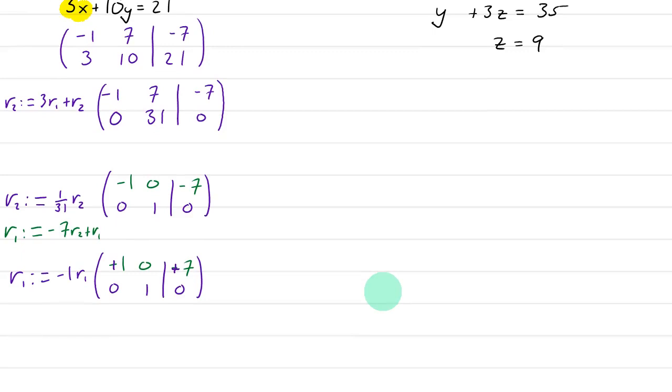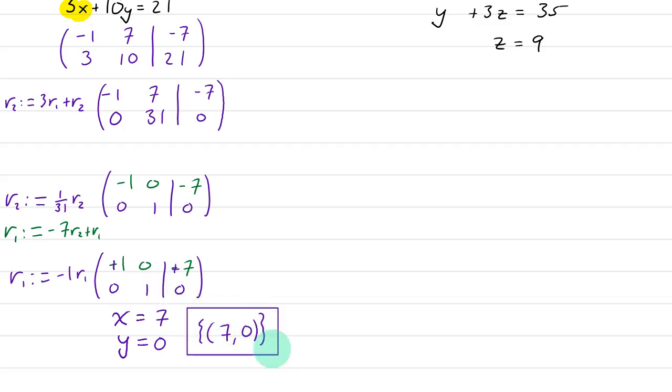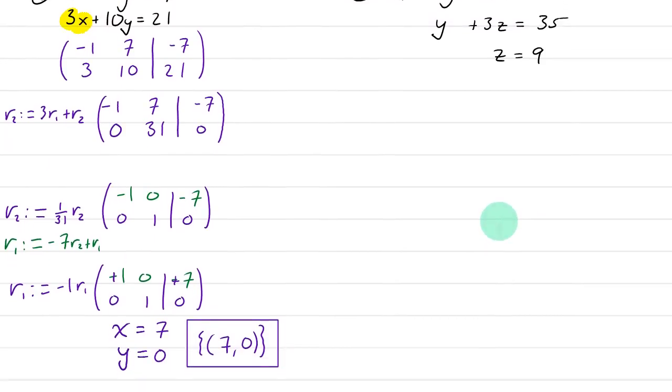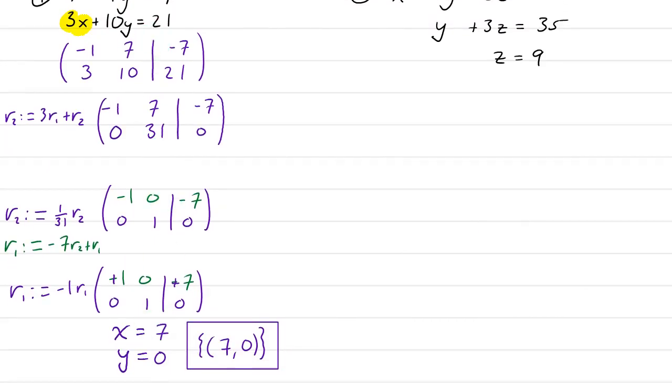And once you have it in this completely finished form, it really does just say that x equals 7 and y equals 0. And that's the solution set, just the set containing that one point, (7, 0). Okay, so that's what it looks like if you do everything using row operations.